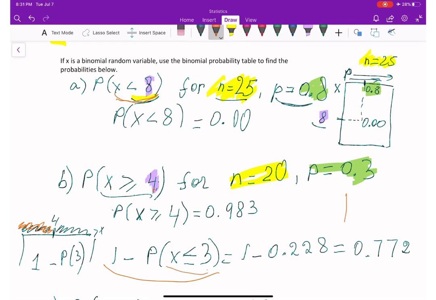Again, let me show you here real quick. I'm opening the table where n is equal to 20, and then I'm finding my x that is less than or equal to 3. Let's say this is 3, and probability 0.3. Here it is. The intersection is 0.228. Once you subtract, you will get the probability of x greater than or equal to 4, which is 0.772. All right.